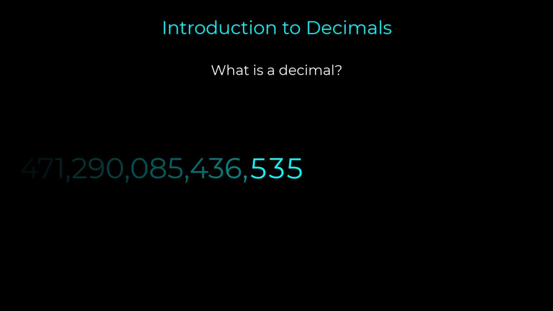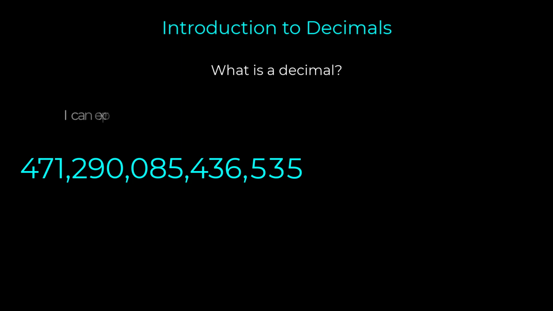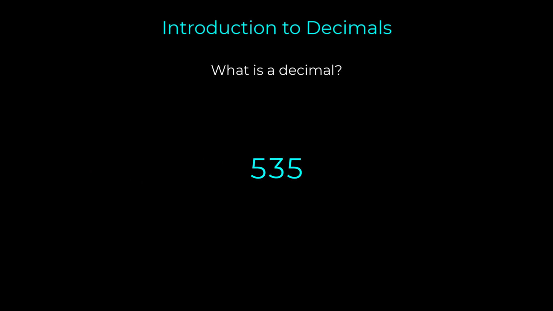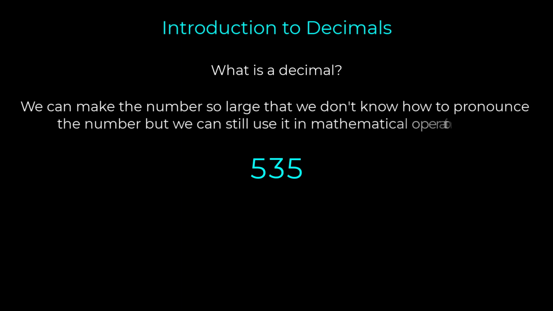I can continue to add digits to the left in order to make larger and larger numbers. Each position I add to the left represents another power of 10. I can express any integer, no matter how large, in this manner. We are so used to this that it is second nature to us. In fact, we can make the numbers so large that, for most of us, myself included, we don't know how to pronounce the number, but it is still easy for us to determine its size relative to other numbers and to use it in mathematical operations.